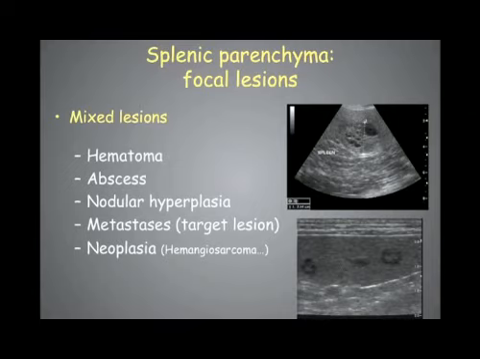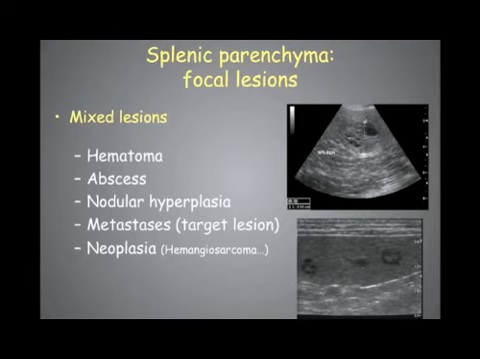Then we can also have focal lesions that are mixed lesions, meaning a mixture of hypoechoic, isoechoic, or even sometimes hyperechoic areas. Again, those lesions are not specific because we can see them with hematoma or abscess, which can really look very heterogeneous on the ultrasound examination. So it's not because it's very mixed and heterogeneous that it has to be something malignant. It can also be a hematoma or an abscess. Nodular hyperplasia can also look like that, so also benign.